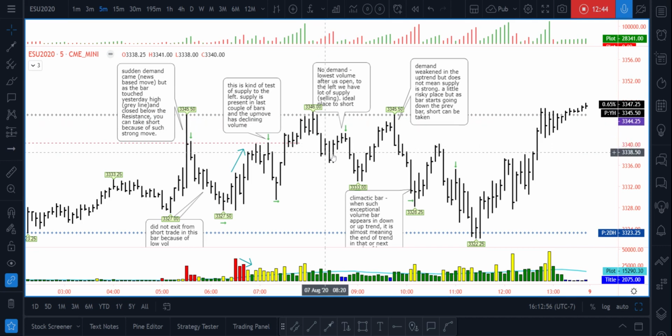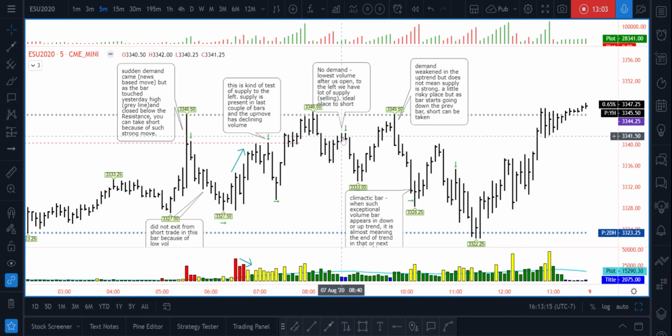And then it comes down, and as it starts coming down, look at this volume. The volume has significantly declined. See the declined volume compared to this one. And where it is happening is where the previously strong selling has happened. See, this is all selling, this is all selling, right?